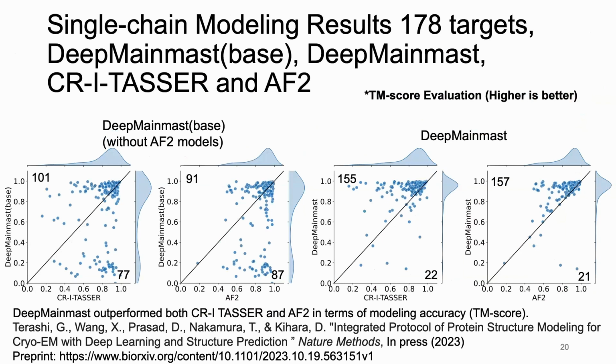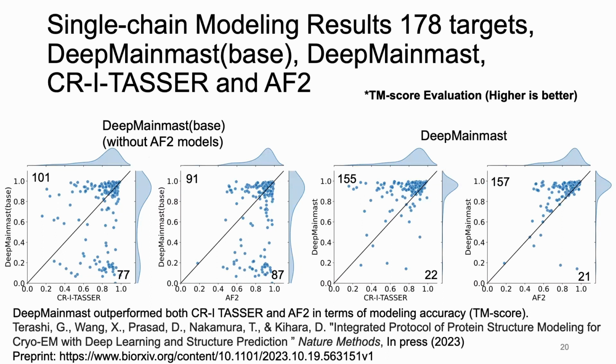So we tested the performance of DeepMainmast. DeepMainmast base is without using the AlphaFold2 model. Then we compare with the same benchmarking test. So CryoREAD... sorry, the CRI taser, this is a template-based method, which searches against a database, then uses the atomic models and fits the density. So CRI taser is currently one of the best template-based modeling methods. Then of course AlphaFold2.